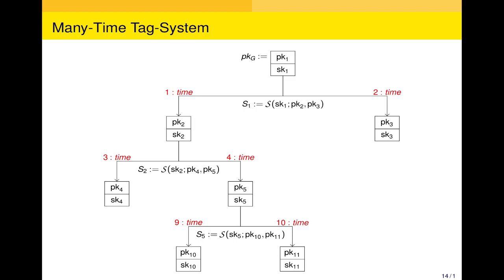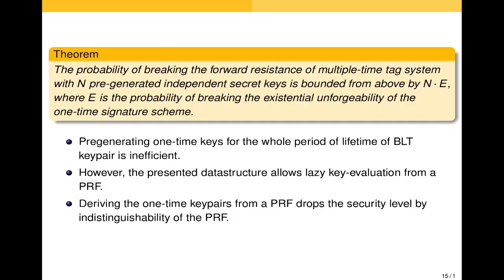Our tree is potentially infinite. The public key of this tag system is the public key associated with the root. The secret key consists of all secret keys in a tree. We proved that the presented tag system is indeed forward resistant, and the security of the tag system with n pre-generated independent secret keys is bounded from above by n times e, where e is the probability of breaking the existential unforgeability of the one-time signature scheme. In practice, we expect key pairs to be derived in a pseudo-random fashion, which drops the security level by the indistinguishability of the PRF.